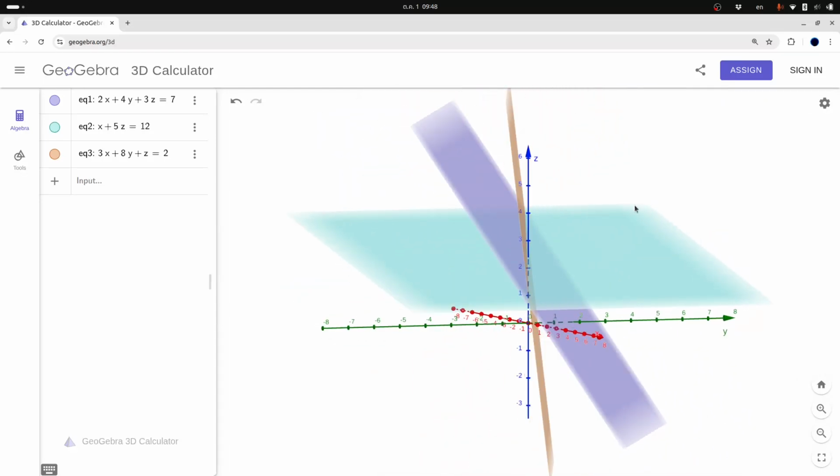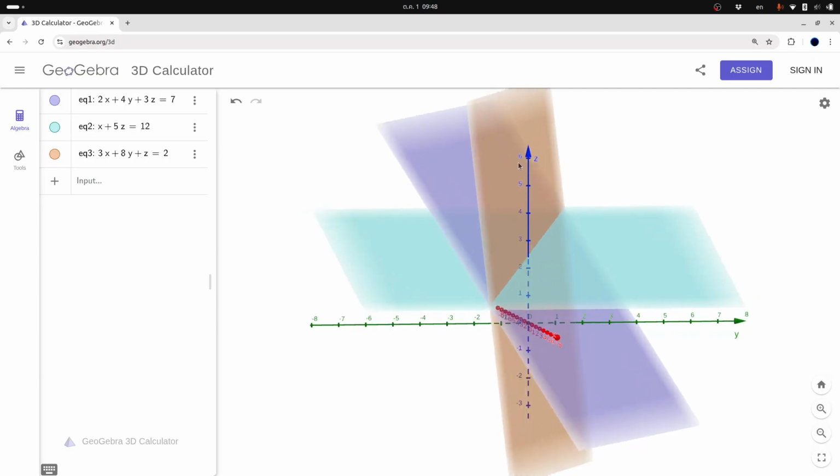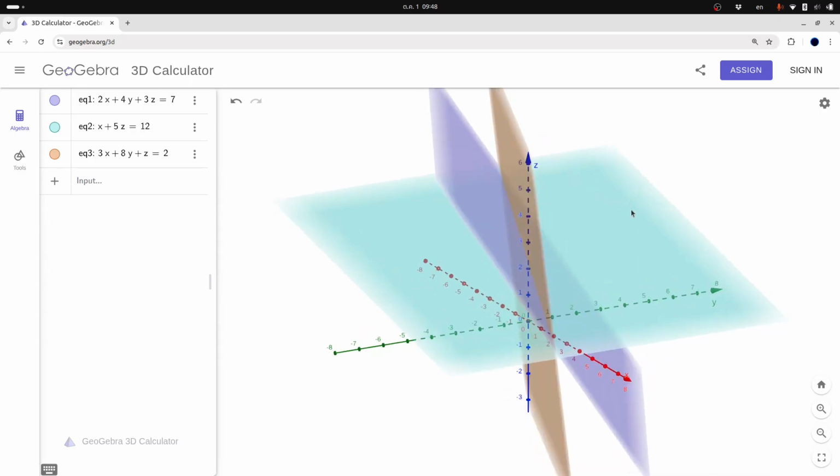So the reason for that is that this orange equation is sort of meaningless, right? When we do Gaussian elimination, we obtain 0 equals 0, right? So it doesn't add to us any meaningful constraint. Okay, so this is the case when there are infinitely many solutions.